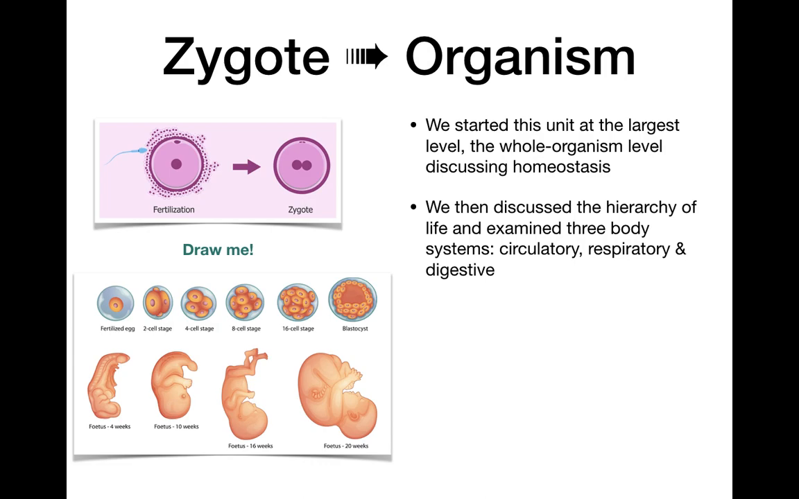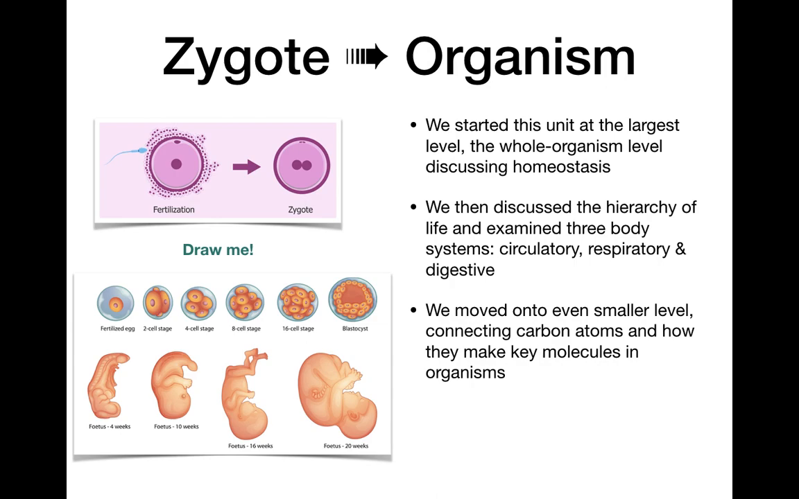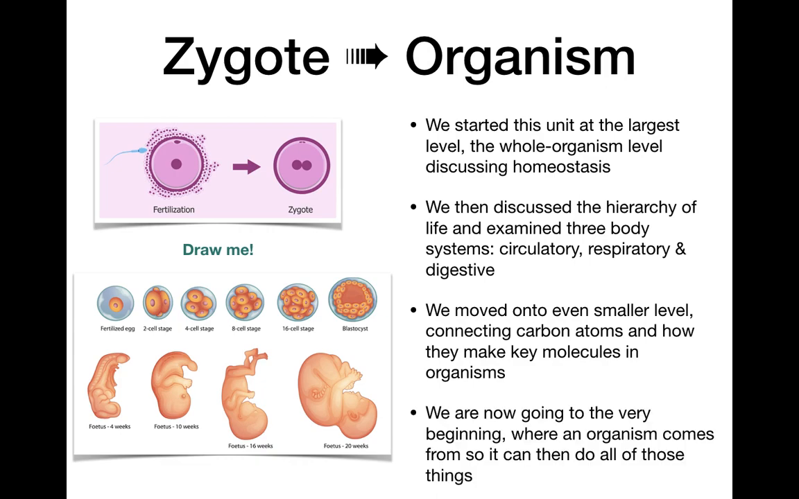We looked at 3 different body systems, the circulatory, respiratory, and digestive systems. We connected those to carbon atoms and how those are important in making organisms and for digestion and all those kinds of things. And what we're going to finish off with is going to the very beginning, the smallest, actually bigger than carbon atoms, but the smallest part of an organism we've looked at. So the smallest living thing, which would be a zygote. And how can the zygote go from a zygote to an organism that can do all of these things, can do homeostasis, can have these body systems? How is that going to work?